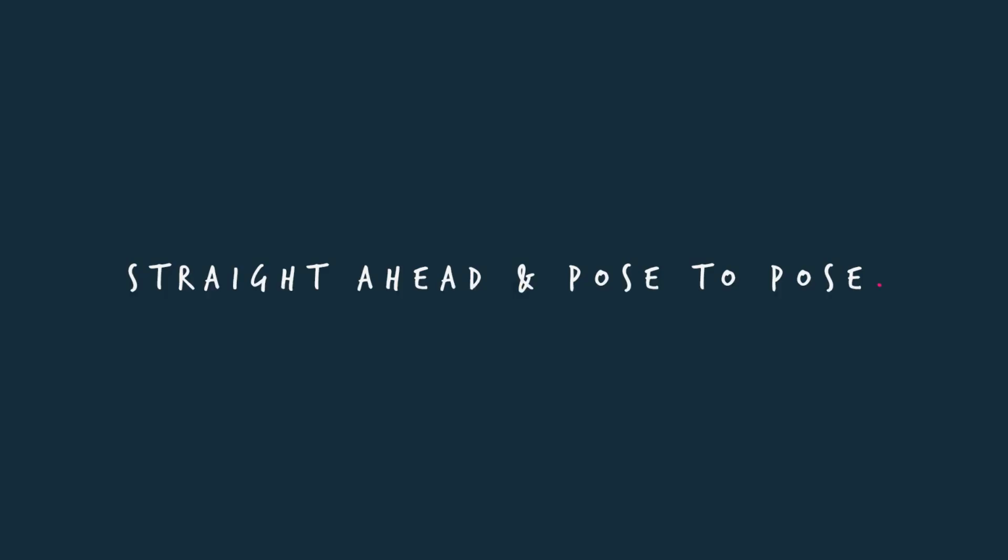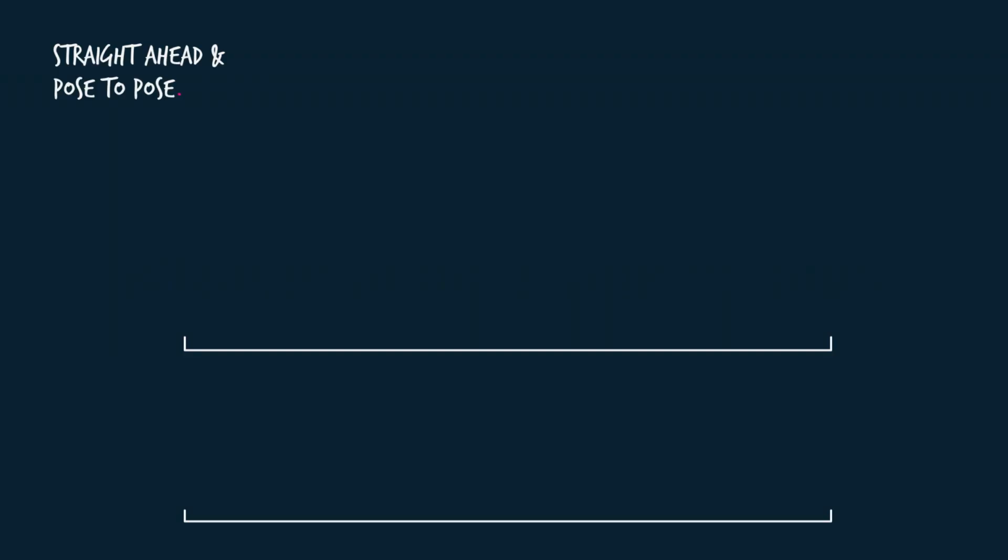Straight ahead and pose to pose. Straight ahead animation means that we're drawing each frame after the other. This is great for when you're animating effects, or when you're animating characters that want to feel fluid and dynamic. Because of the nature of straight ahead animation, where you're not using much planning, you tend to get a very organic looking movement.